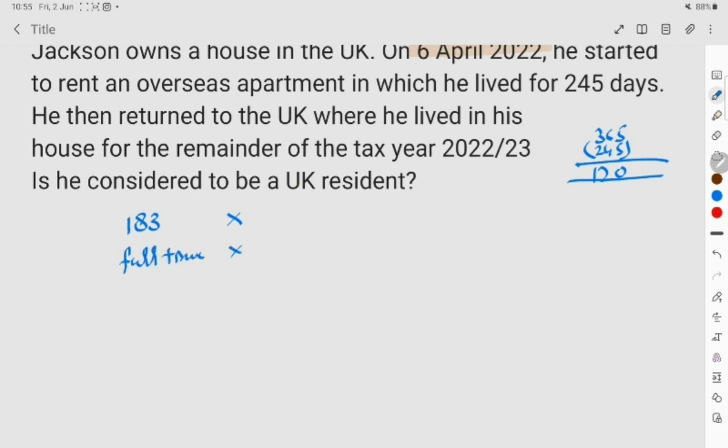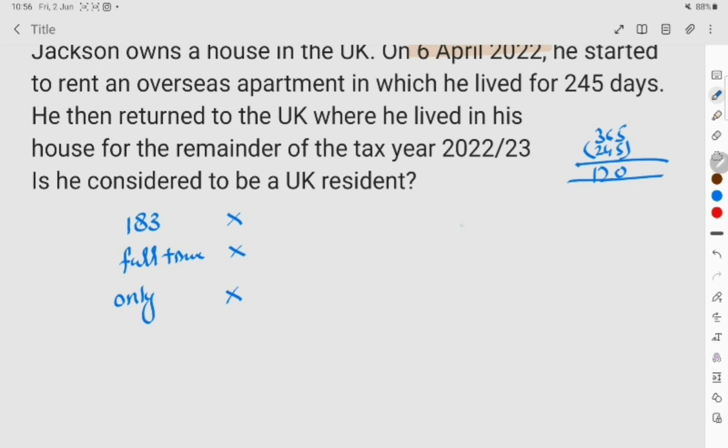So this automatic resident test is also not passed. Third point is his only home is in UK. As he has an overseas home as well, we cannot say that the UK home is his only home. So that is why he has not cleared the automatic UK resident test.